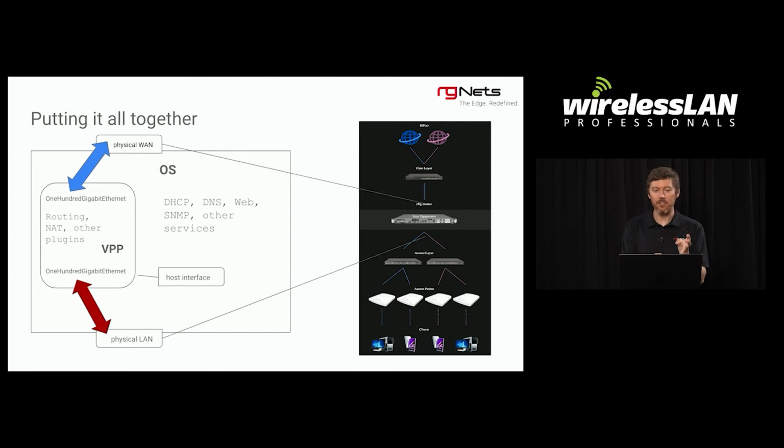So VPP handles our routing and NAT and any other plugins that we might have. And then on the operating system side, we're running all the rest of the services, DHCP, DNS, etc. And you connect the two together with the Linux control plane plugin through TAP interfaces or through the host interfaces that you've configured on the VPP side.